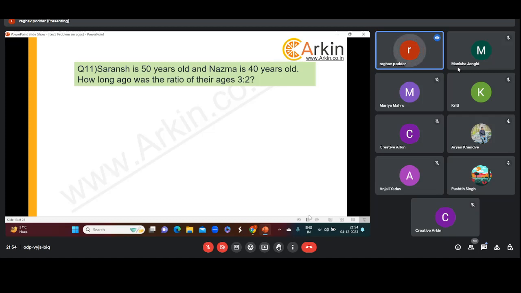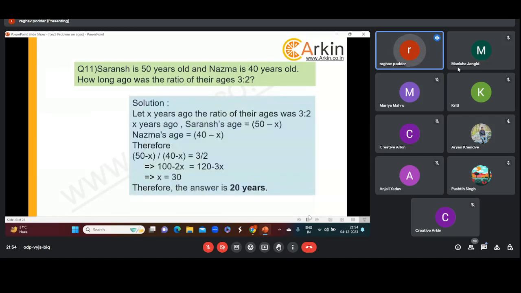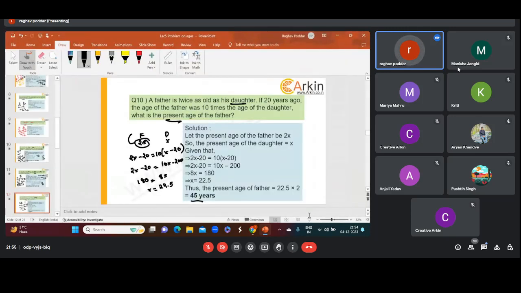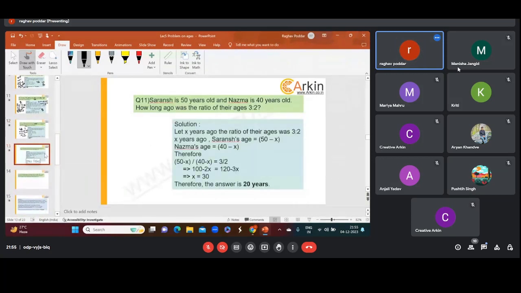So, how do we do this? Saransh is 50 years old and Nazma is 40 years old. How many years ago will the ratio of their ages be 3 is to 2? Saransh is 50 and Nazma is 40. I don't know after how many years ago. Means I need to subtract.